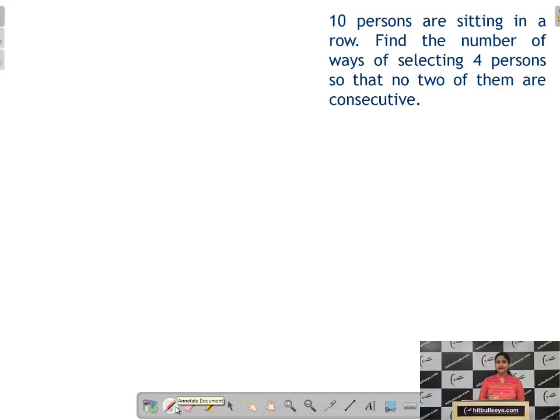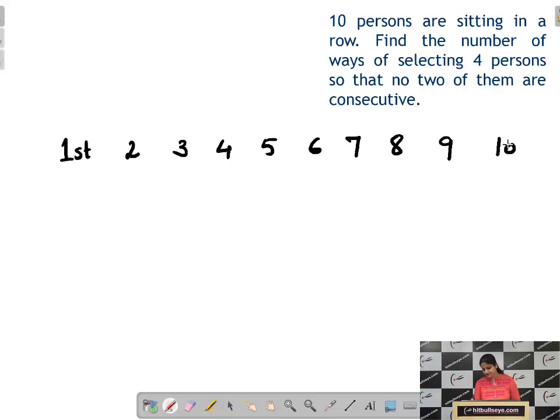See what is the question. There are 10 persons. You say first, second, third, fourth, fifth, sixth, 7, 8, 9 and 10. We want to select 4 out of them such that no 2 of them are together, no 2 of them are consecutive. So if we make cases, there are numerous cases. If we count all those possibilities, obviously that is not possible because there are so many cases.